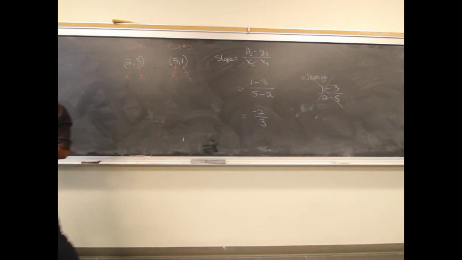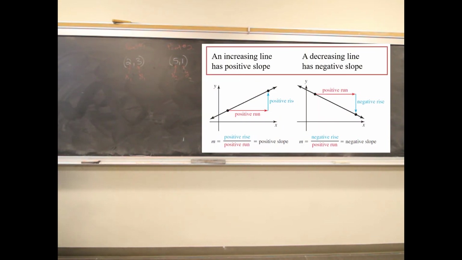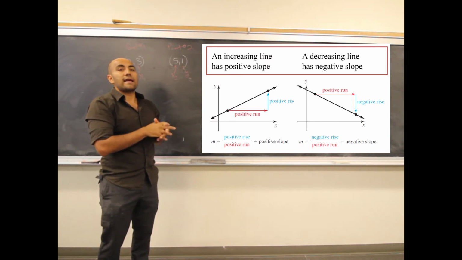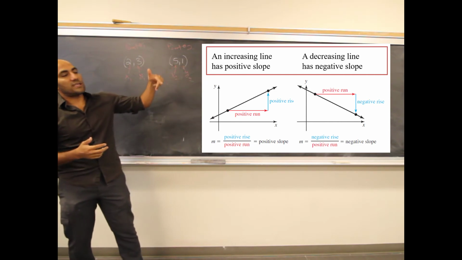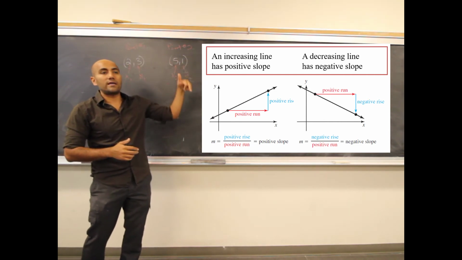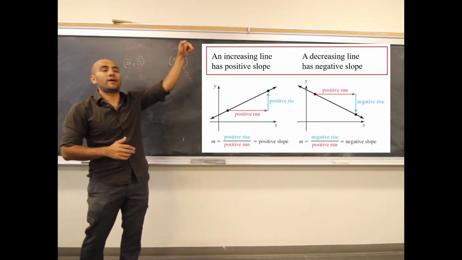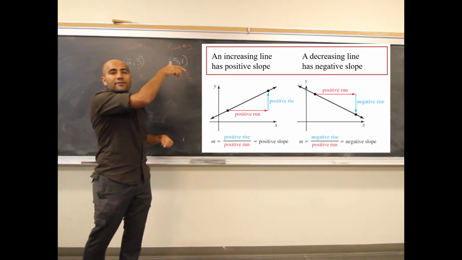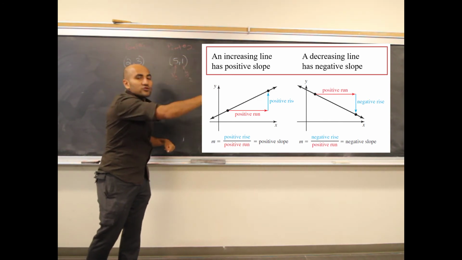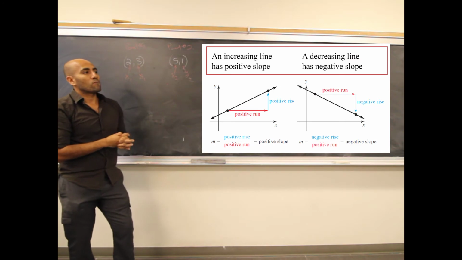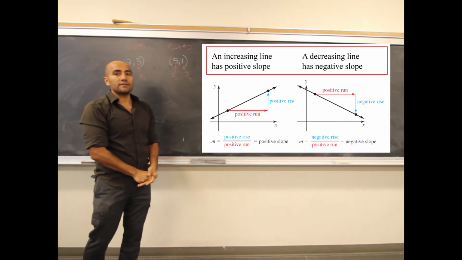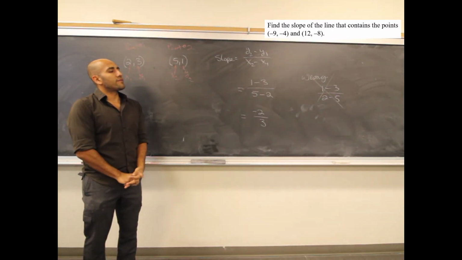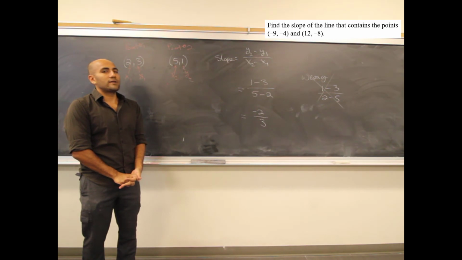Good? Questions? No? So in general, if we have any kind of a line, then an increasing line has a positive slope. I like to think of it as a little stick person walking on it from left to right the way we read. If that little stick person is going uphill, then it's a positive slope. If that little stick person going from left to right the way we read, if that little stick person is going downhill, then it's a negative slope. Okay? And so we say that the line is decreasing. Any questions? Find the slope of the line that contains the points negative 9, negative 2, and 12, negative 8.